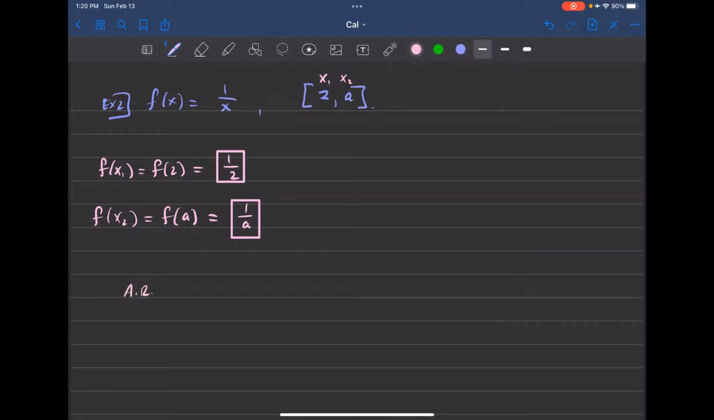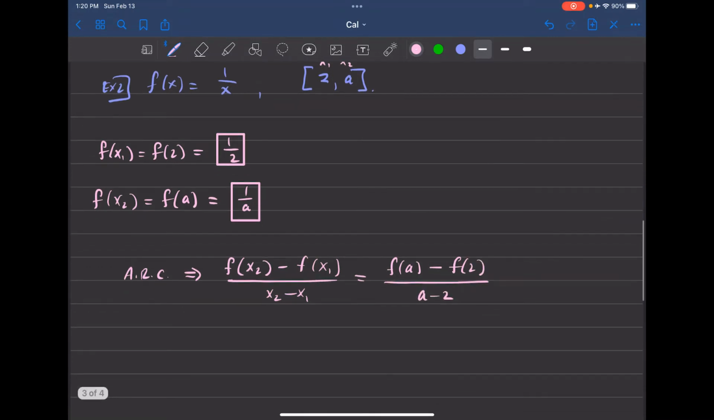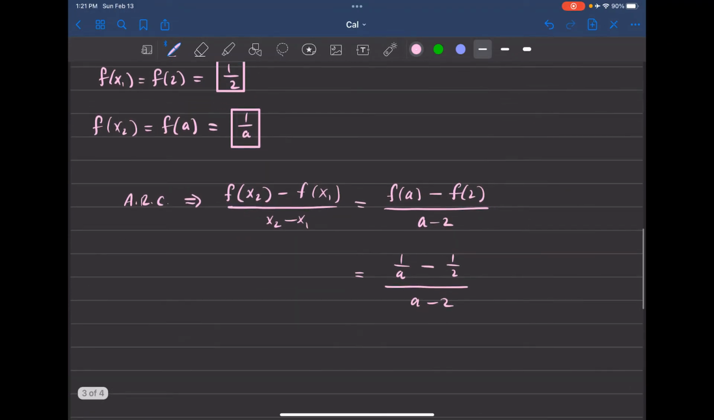So the average rate of change over this interval would be f of x2 minus f of x1 all over x2 minus x1, which would be f of a minus f of 2 all over a minus 2. And then we plug in what our function values are. For f of a, that is 1 over a, minus f of 2, that's 1 over 2, all over a minus 2. Now, you want to simplify this a little bit more because we have fractions right here. We want to combine that.